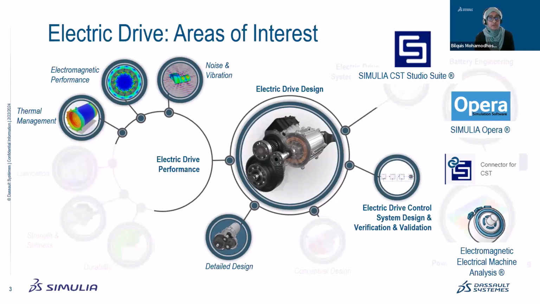The tools that we have, the EMAG or electromagnetics tools to do those different things, are mainly CST Studio Suite and Opera. We also have CST connected to the platform, which you can use to exchange models very easily. And we also have the new app on the platform, which is called the Electromagnetic Electrical Machines Analysis.